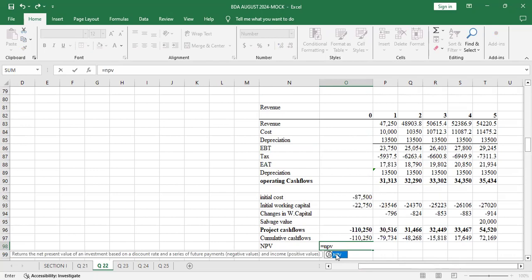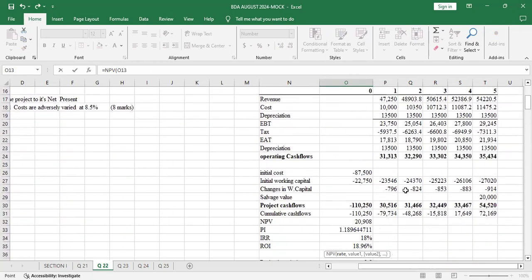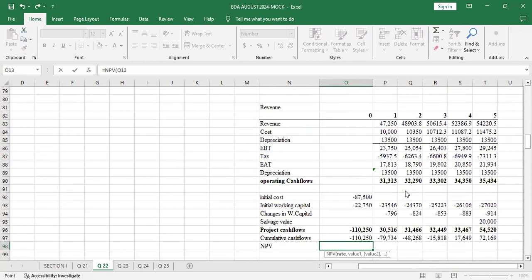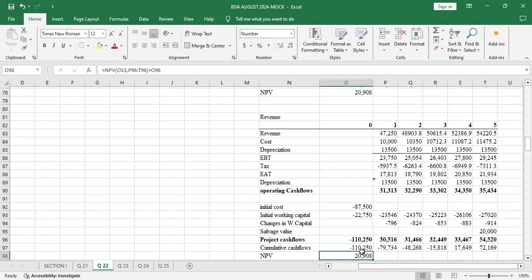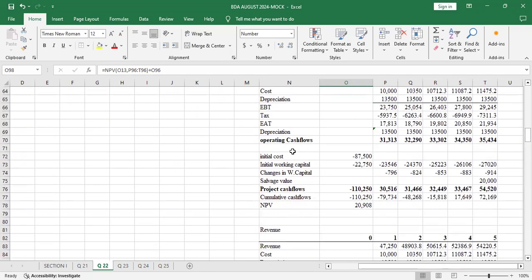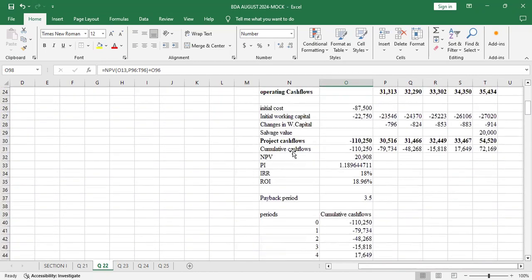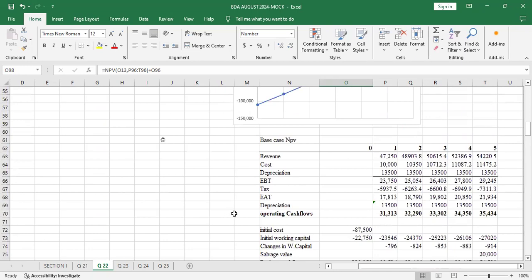For NPV I'll pick the rate, which was 11%. I'm just calculating because I was not able to copy with the formula. I'll add that back, and you can see we get that value. We want this to change, so we adjust revenue. If revenue is adversely affected, it will reduce, while costs increase by this percentage, the 8.5%.